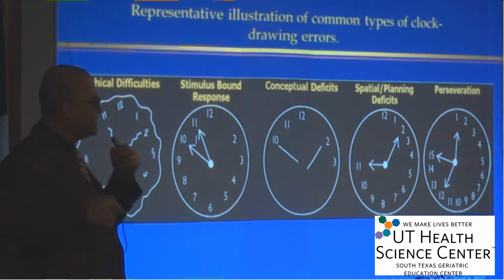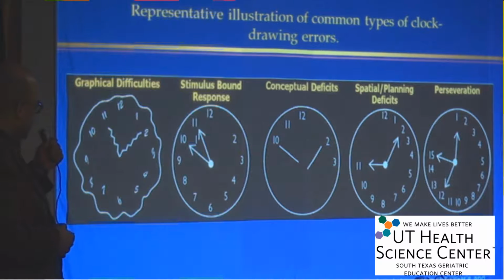So they forget and they don't complete the task. So those are the deficits. And then this is more spatial planning.